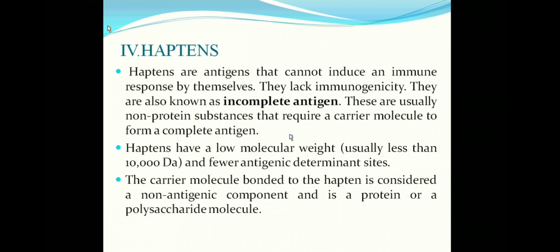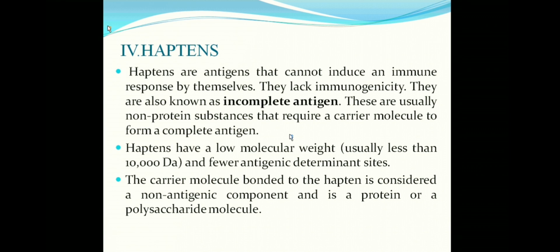Haptens are antigens that cannot induce an immune response by themselves. They lack immunogenicity. They are also known as incomplete antigens. These are usually non-protein substances that require a carrier molecule to form a complete antigen. Haptens have low molecular weight and fewer antigenic determinant sites. The carrier molecule bonded to the hapten is considered a non-antigenic component and is a protein or a polysaccharide molecule.